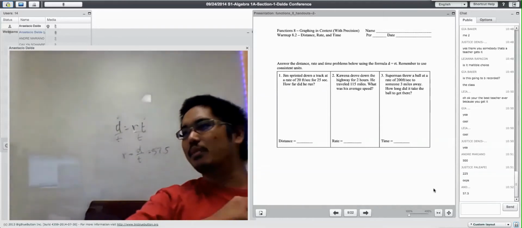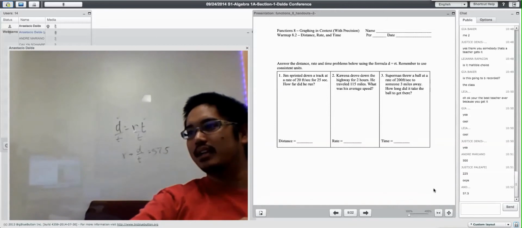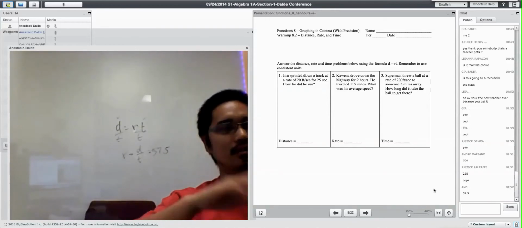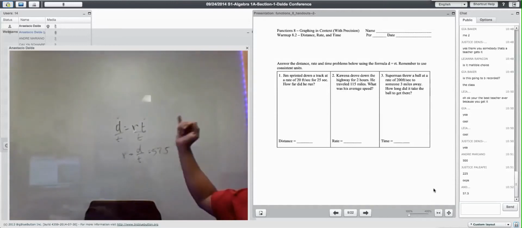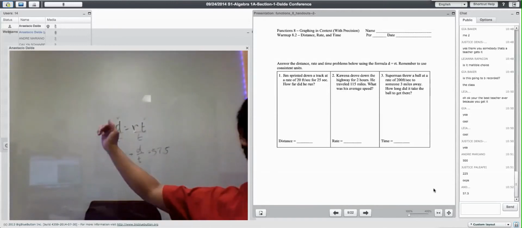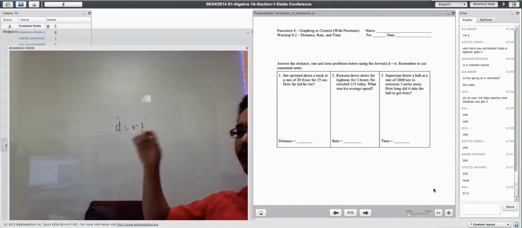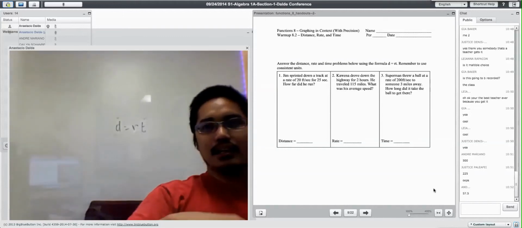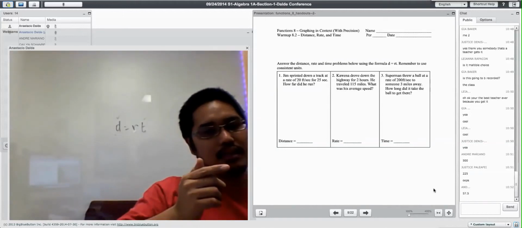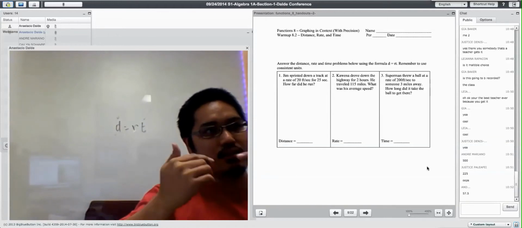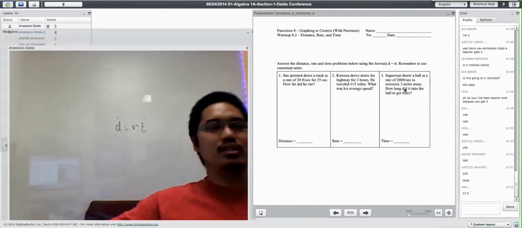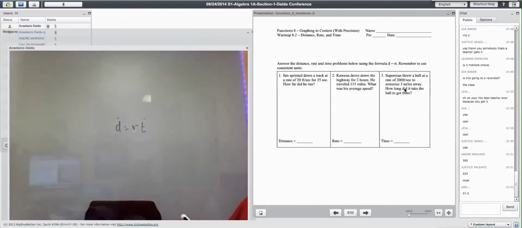Superman threw a ball at a rate of 200 feet per second to someone 3 miles away. How long did it take? This time we're switching it up. We're asking for the time, so you would divide both sides by the rate. Going back to the original equation, if I want to figure out my time, I simply take the rate and divide both sides. So now I have distance over r is equal to time. Then I take 3 miles, divide that by 200. You have to keep in mind that it's 3 miles divided by 200.